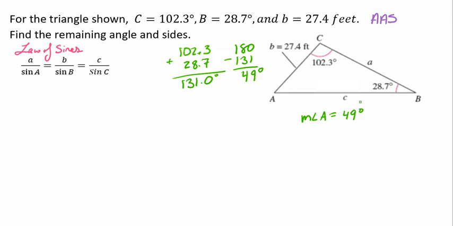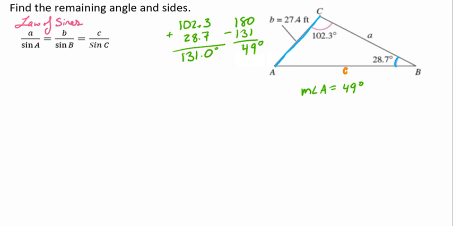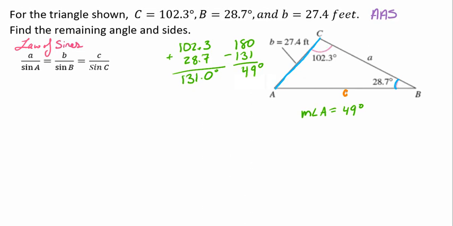So why don't we start off with side c, because that's the angle that we were given, right? So let's start off with this side c right here. We were given both the angle and the side for B, and that's what we'll use to set up our proportion for our law of sines. So right now we're going to be doing this portion of our law of sines. Okay? So let's set that up. We have 27.4 over the sine of 28.7 equals c over the sine of 102.3.